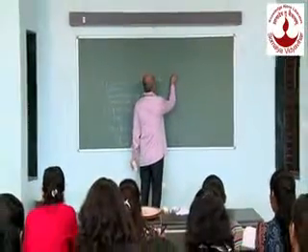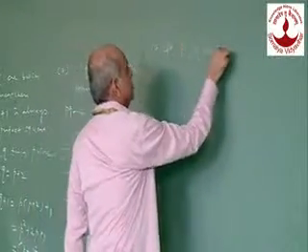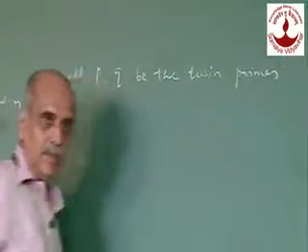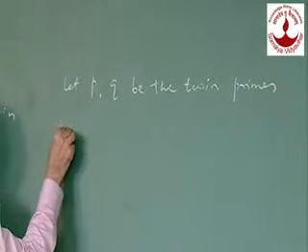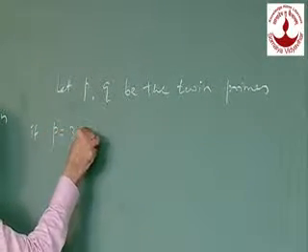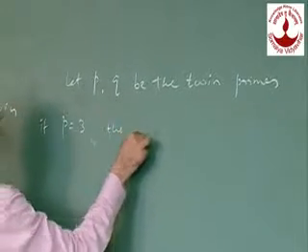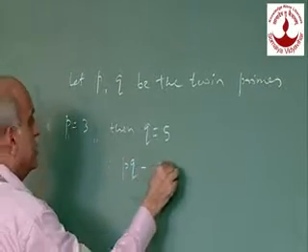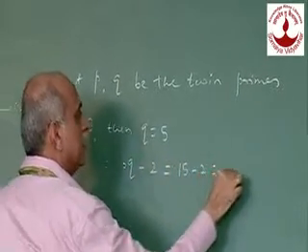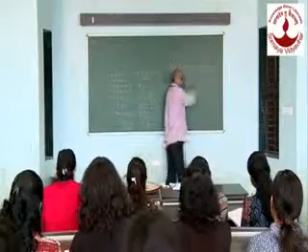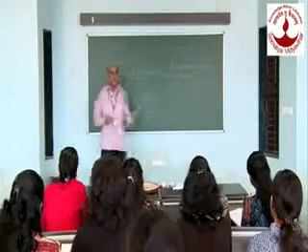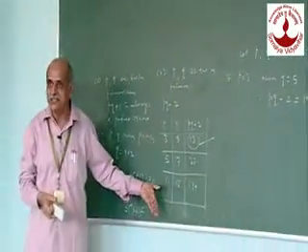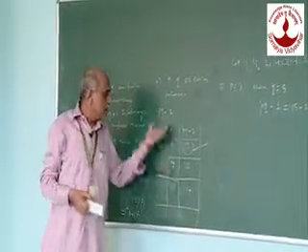For example, let P and Q be the twin primes, and therefore if P equal to 3, then Q is equal to 5, and therefore PQ minus 2, 15 minus 2, is 13, which is prime. Okay. But how to prove for the bigger numbers? There might be many, because the list is infinite in that case. Maybe some other number is dispersed.